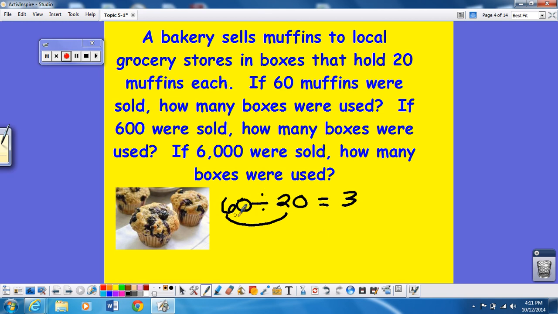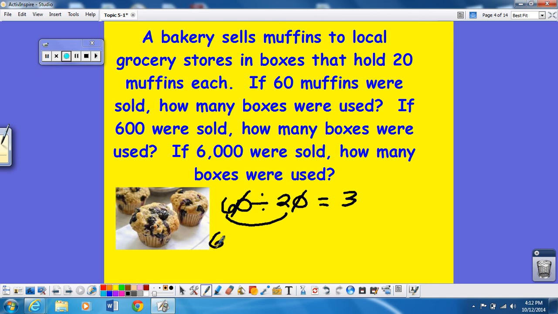In division, we're making the number smaller, so we're getting rid of zeros. So we can do what's called canceling zeros. As long as you're going on either side of the sign, you cancel out the zeros. These two zeros cancel out, which means our answer to 60 divided by 20 is 3. So think about that. If 60 muffins were sold, and we know there are 20 muffins in each box, 20, 40, 60, 3 boxes were all that were sold.